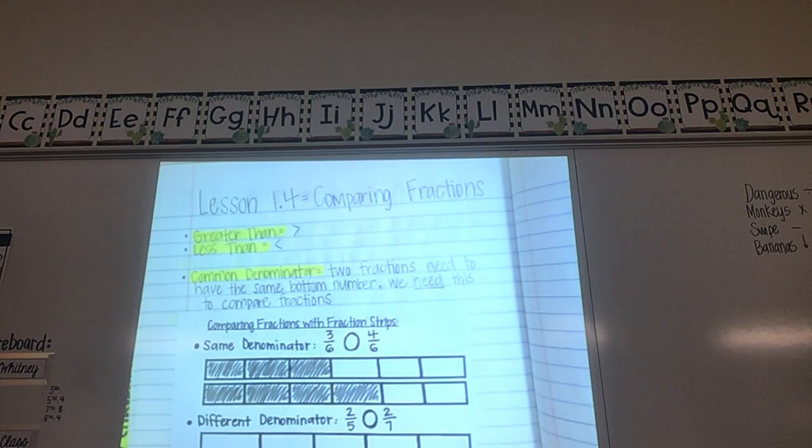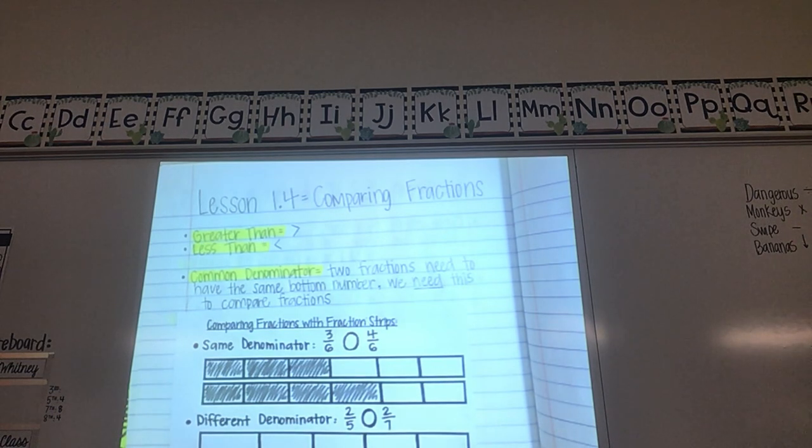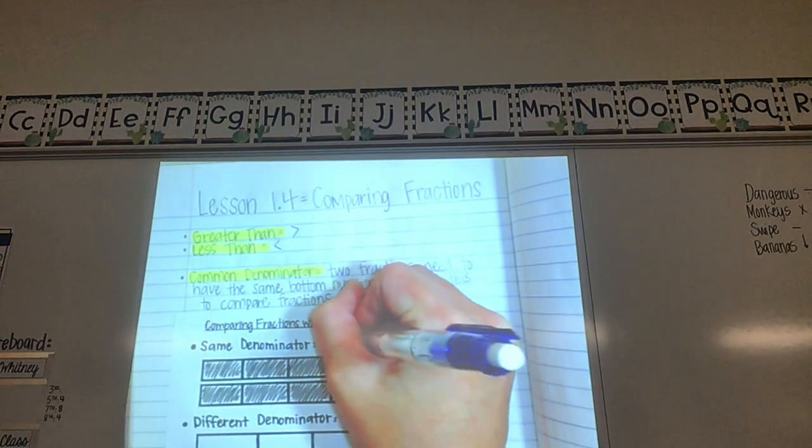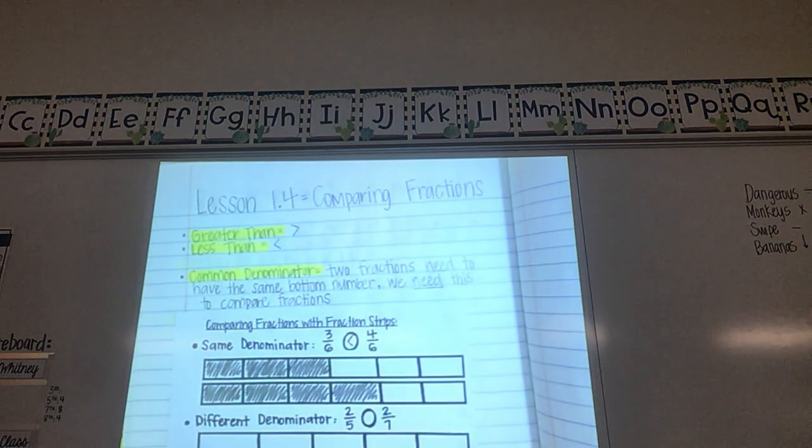Which one of those is bigger, 3/6 or 4/6? Hopefully you said 4/6. So my alligator mouth is going to eat that way. Just like that, open towards the bigger number.